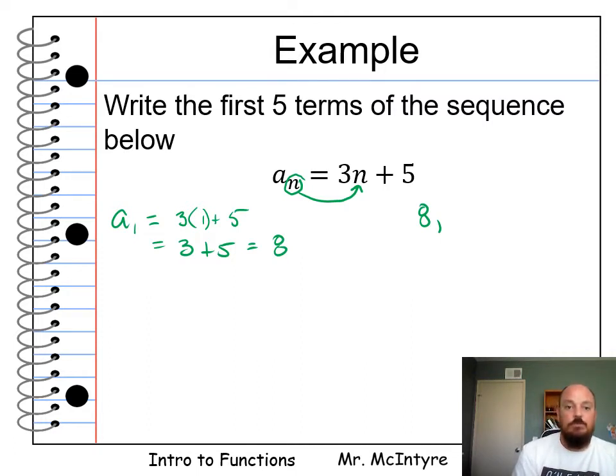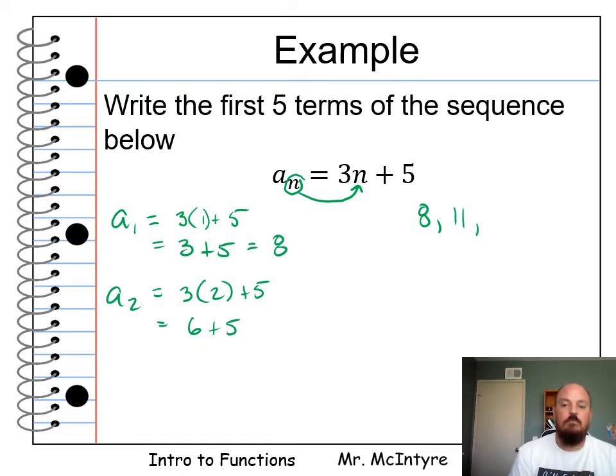Okay, let's find A2. So this time I'm going to substitute 2 for n. I'm going to have 3 times 2 plus 5. And I say, well, 3 times 2 is 6. 6 plus 5 is 11. Now let's find A3. So this time I do 3 times 3 plus 5. 3 times 3 is 9. 9 plus 5 is 14. So the next term is 14.